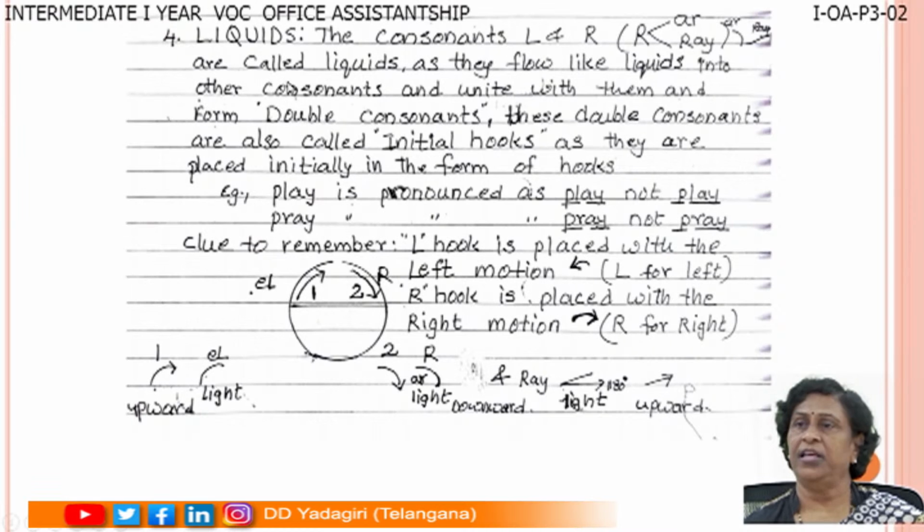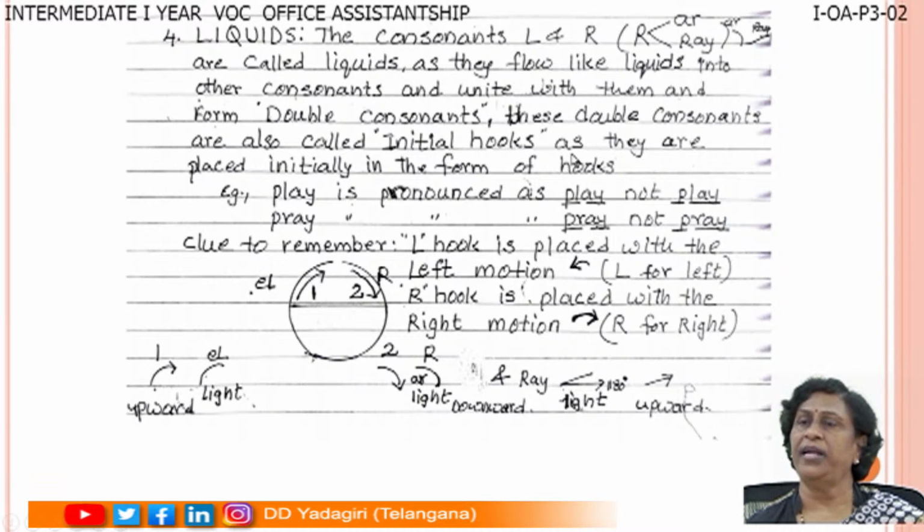So these liquids are going to flow into union with other consonants and form double consonants. Hence, these liquids, that is L and R, are also called double consonants. Because they join with other consonants and form double consonants, we call them double consonants. And when you are writing them, these double consonants are also called initial hooks. So there are three names for liquids: one is liquid, the second is double consonant, and the third is initial hooks.